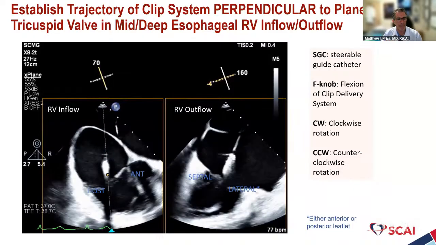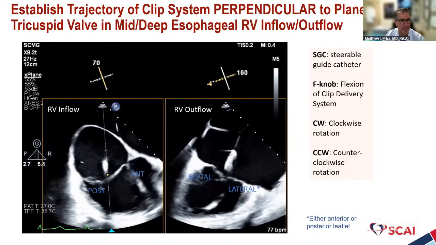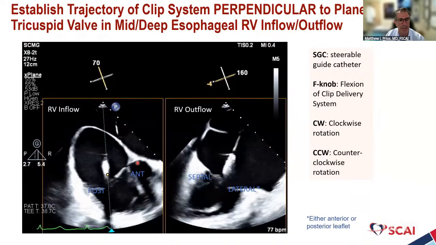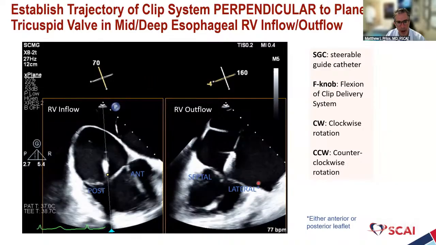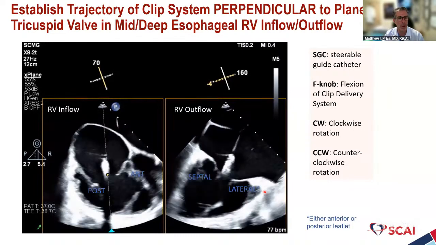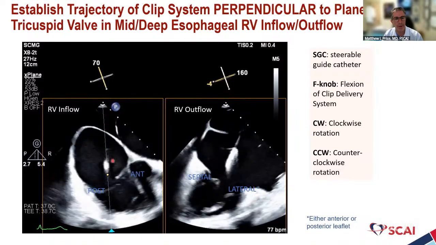And let's just, again, go to the fundamentals. You have your X-plane view here. You're either mid or deep esophageal X-plane. On the left-hand side of the screen, you will see the posterior aspect of the valve and the anterior aspect of the valve. And then your RV outflow, and you see here that this leaflet will be the septal leaflet, and the lateral leaflet will either be the anterior or posterior leaflet, depending on where you are on the tricuspid valve annulus. The key is to make sure that the shaft of the clip is perpendicular to the annular plane on both the RV inflow and outflow views.